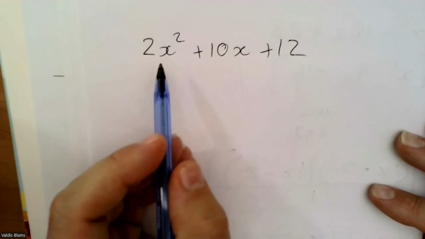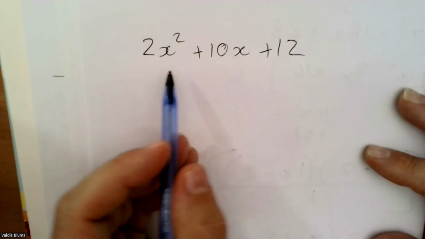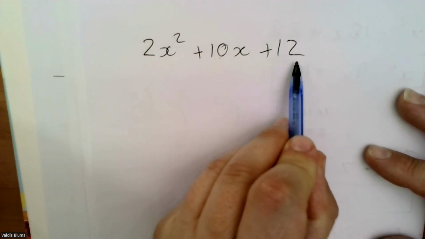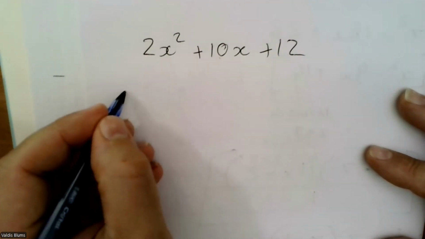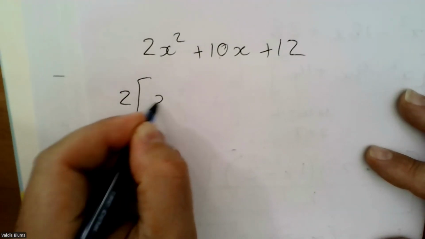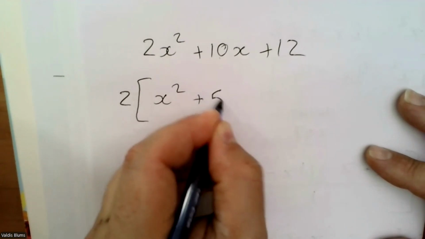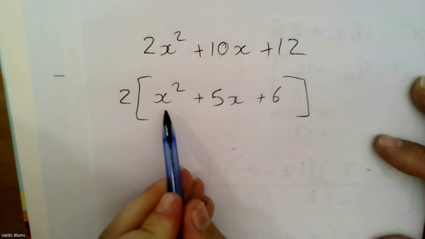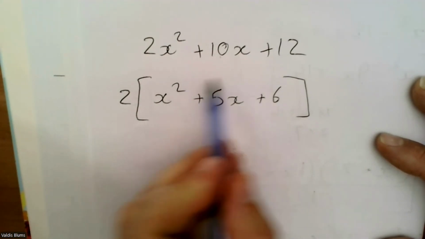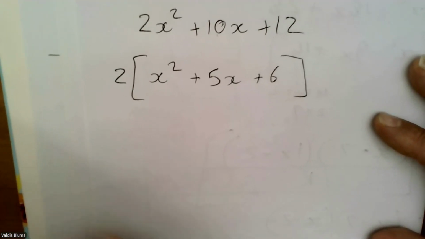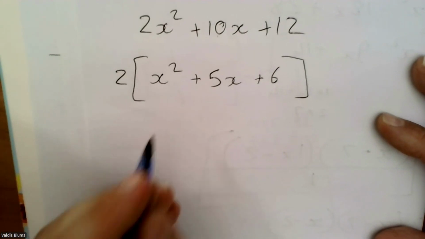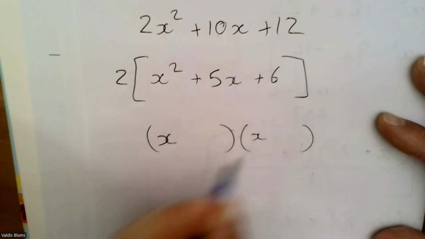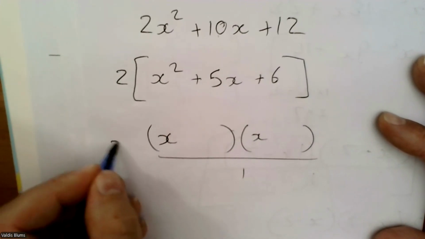Okay, so hopefully you've had a chance to give this a go. So first up, I can see that each term is even. So we can factorize out 2 to begin with, leaving x squared plus 5x plus 6 behind. And then we will factorize this middle section using the Australian method. So we have a coefficient of 1, so x all over 1, 2 out the front.